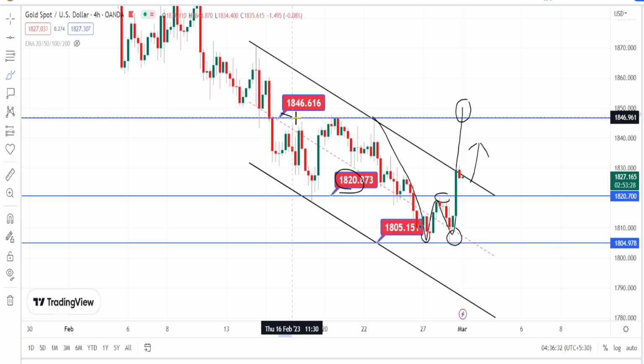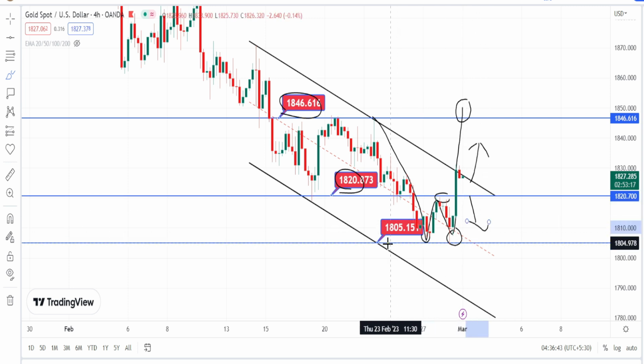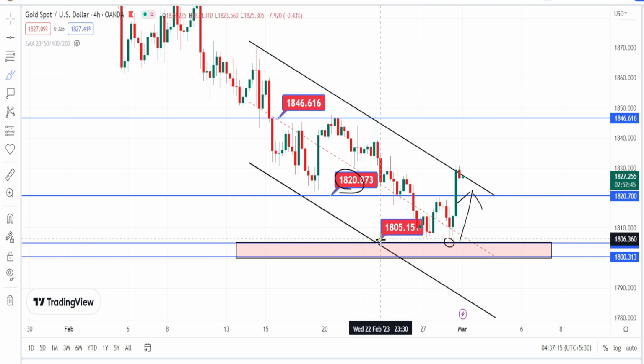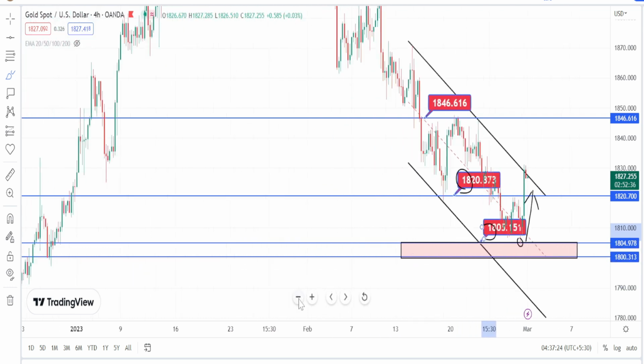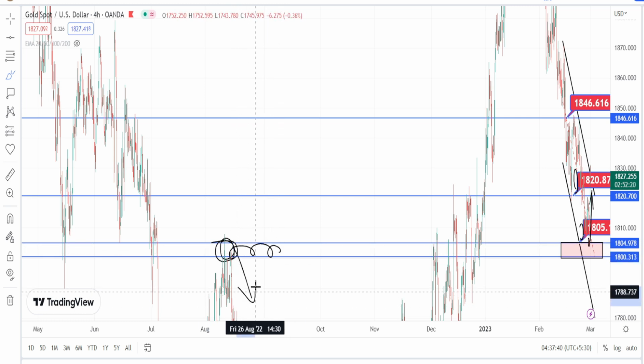So on the bullish side, the target is going to be around 1846. And if the price action breaks this support level, next level of support is going to be around 1805, which is the support level from where it started its bullish side retracement. So this area between 1805 to 1800 is currently acting as a very strong support zone, because in the past also we have noticed this area to be acting as a very strong support. So it has to break this support zone in order to continue with bearish side retracement.